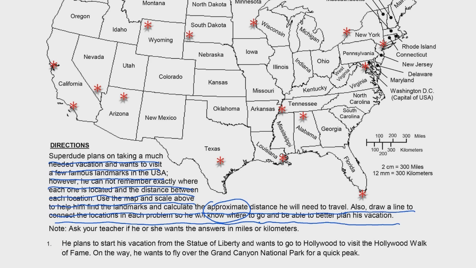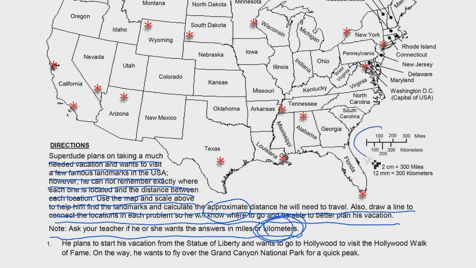So you're supposed to be drawing the lines from one landmark to the other based on the problem. And I highly recommend using different colors to keep yourself organized. I think it'll make the worksheet look really cool. It says right here, note, ask your teacher if he or she wants the answers in miles or kilometers. Again, we're doing kilometers on this worksheet.